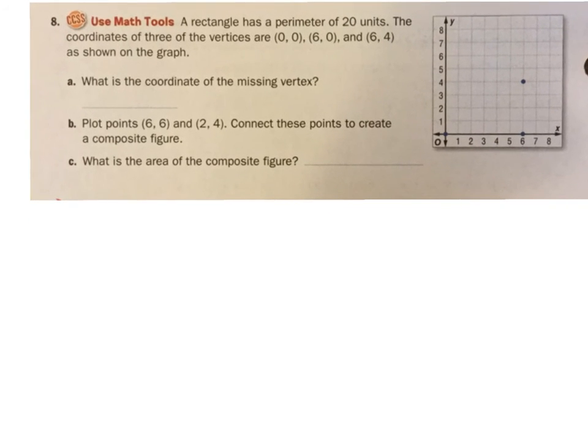A rectangle has a perimeter of 20 units. The coordinates of the 3 vertices are 0 and 6. Let's see, 0 and 0 is right there. 6 over here and 0 is right there. And 6 and 4 is right there. Okay. What is the coordinate of the missing vertex? Well, we know it's a rectangle, so it has to be right here. So it has to be 0 is my x, and y is 4.